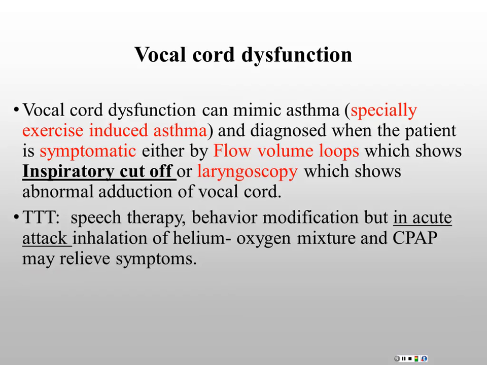So vocal cord dysfunction, a lot of times, is diagnosed as resistant asthma or severe asthma. The diagnosis is difficult. You have to either visualize the vocal cord adduction with laryngoscopy, or find the classic inspiratory cutoff, which is difficult to find, especially if the patient is not having the attack. During the acute attack, you may give some helium-oxygen mixture or CPAP, but basically the treatment is speech therapy and behavioral therapy, and a lot of patients have depression. You should target that as well.